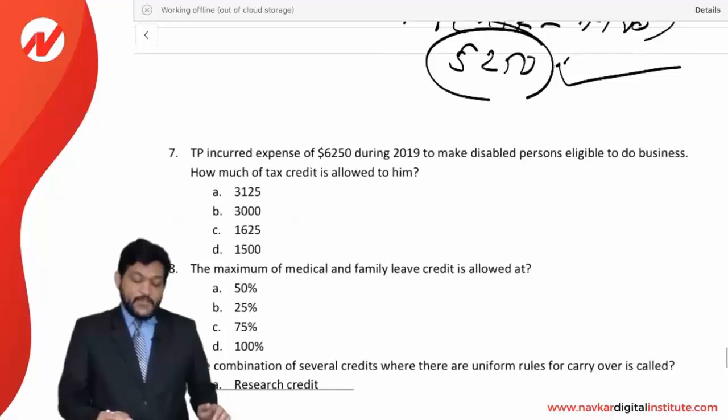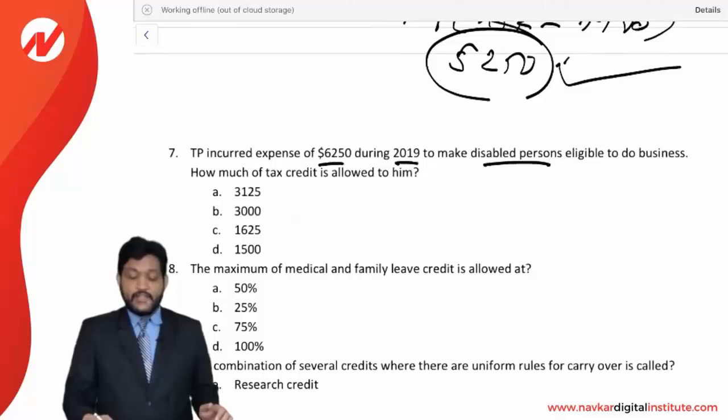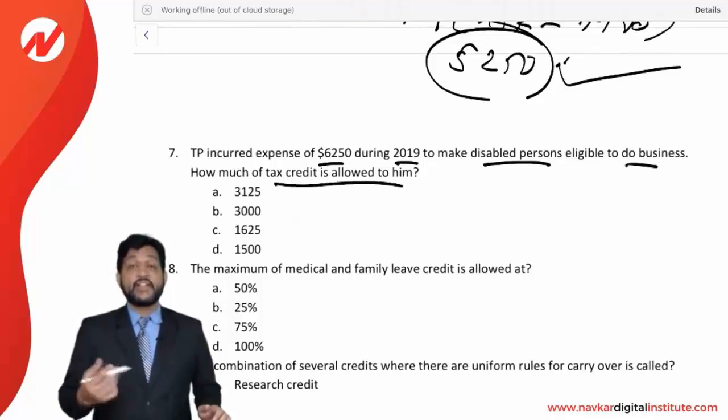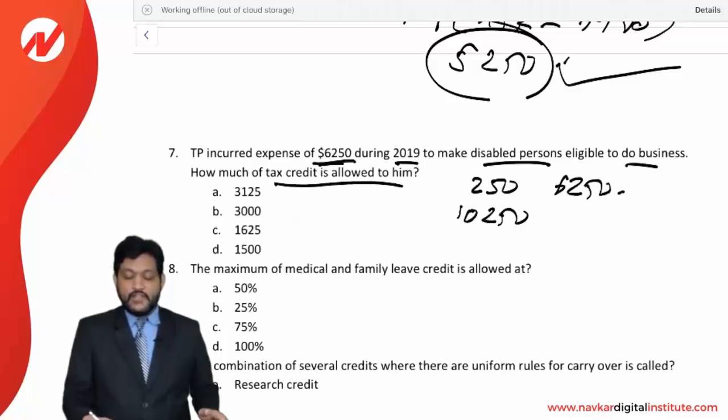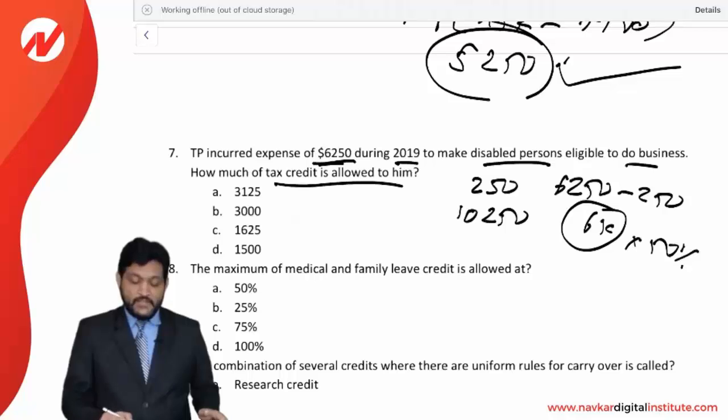Next, the taxpayer incurred an expense of 6,250 during 2019 to make a disabled person eligible to do business. How much tax credit will be allowed to him? Okay, disabled access credit. You remember, it is allowed for the expense above 250, and it should be less than 10,250. So the expense incurred has been 6,250, less 250, so we are making it 6,000, into 50%. So 50% credit will be allowed, that is 3,000. 3,000 is the correct option. B is the correct answer.